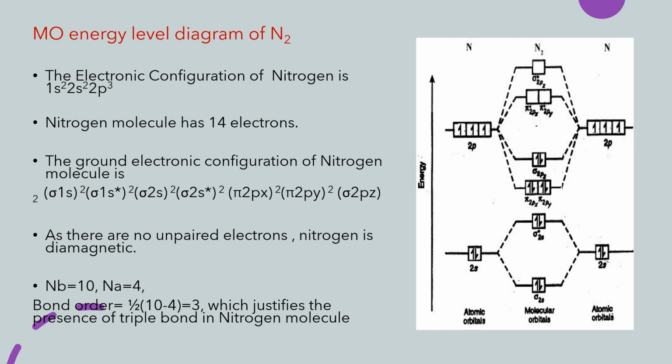At the same time, this is for nitrogen, electronic configuration 1s2, 2s2, 2p3. The nitrogen molecule has 14 electrons. The atomic orbitals of nitrogen overlap to give molecular orbitals, and the ground electronic configuration is written here. Since there are no unpaired electrons, all the electrons are paired up. It is said to be diamagnetic and the bond order is 3. So if you calculate, the bond order will be 3. So we can write N triple bond N. Nitrogen justifies the presence of a triple bond.